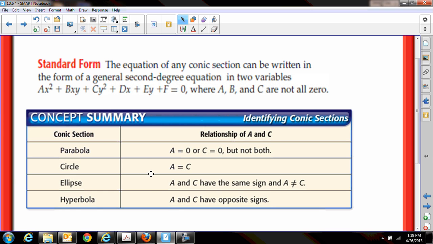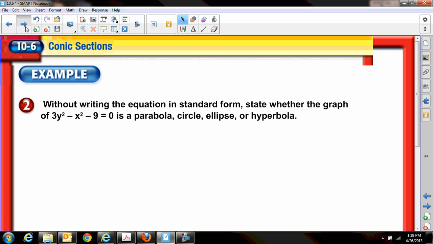Alright? So let's take a look at what we have here in the first problem. Without writing the equation in standard form, state whether the graph of 3y squared minus x squared minus 9 equals 0 is a parabola, circle, ellipse, or hyperbola. So the thing you're looking for is the x squared and the y squared. If they're both there, the parabola's out. So I know it's not a parabola. Next one, circle. In order for it to be a circle, the coefficients in front of the square terms have to be the same. They're not. That's out. Which means you're now down to a hyperbola or an ellipse.